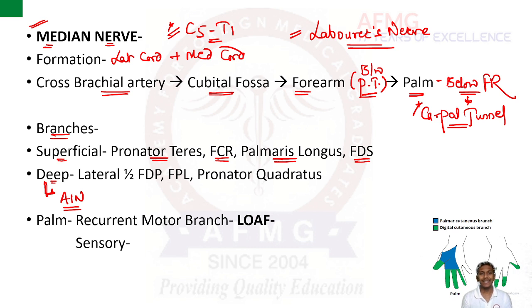So this anterior interosseous nerve is responsible for innervating the deep flexors like the lateral half of the flexor digitorum profundus, the flexor pollicis longus, and the pronator quadratus muscle. Here you can remember that both the pronator muscles, pronator teres as well as quadratus, are innervated by the median nerve. Therefore the action of pronation is completely the responsibility of the median nerve.